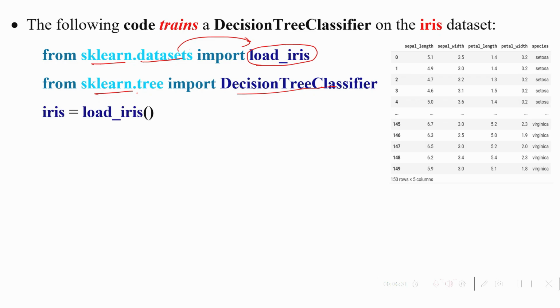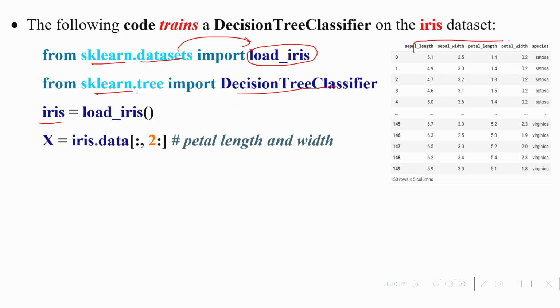Okay. Now we are going to load the iris dataset: iris equal to load_iris. Whatever the data is, that is stored in the iris variable. Then we are dividing the data into two parts, one is x and one is y. In x we are going to read only petal length and petal width, so the indices are 2 and 3.